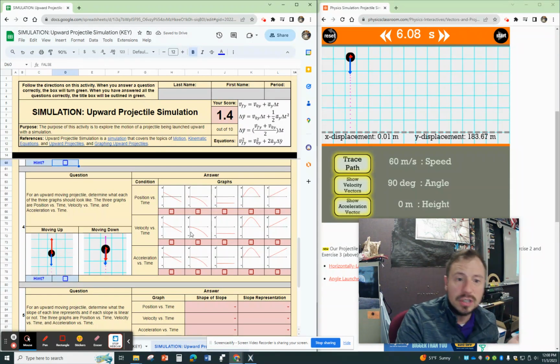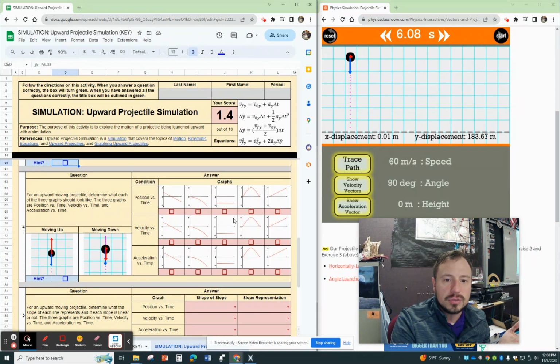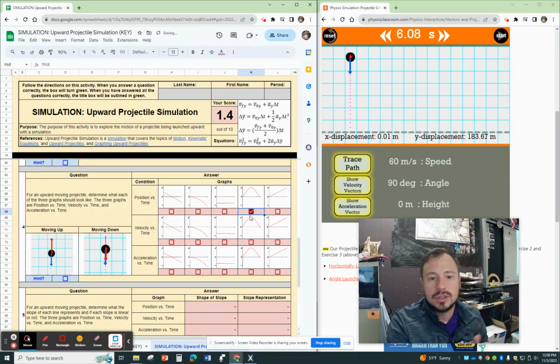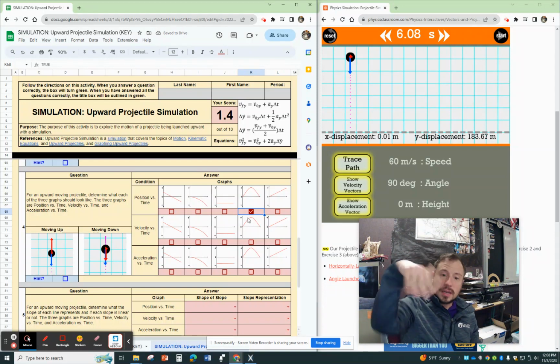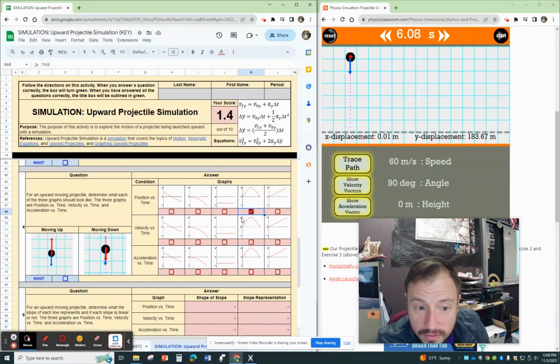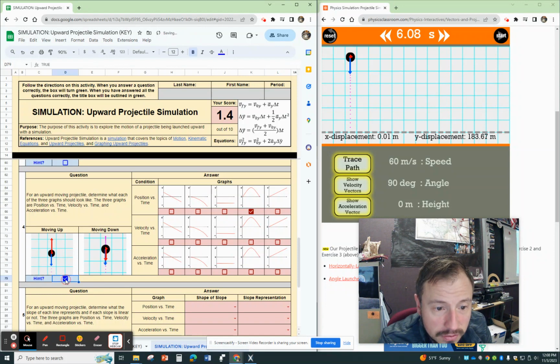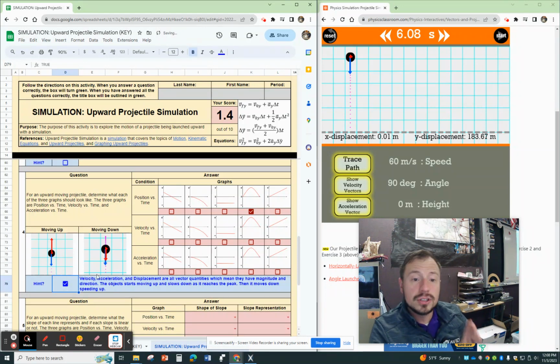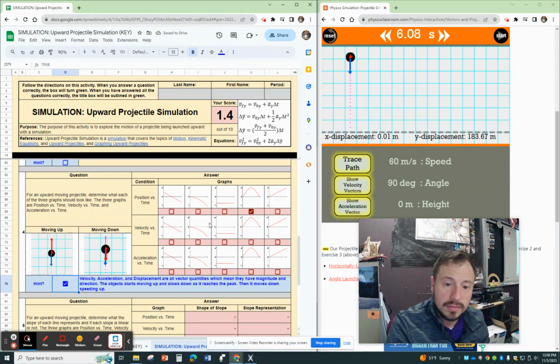So position versus time. If I'm looking at this, going all the way up, all the way down, that's what it's going to look like, because it starts at the origin, goes up to a peak, comes back down. Now, if I try to find the velocity versus time graph, I'm just graphing the slope of a position versus time graph. So if I graph the slope, it's going to start at a very high velocity, right? Because I'm launching it up, and it starts at a very steep slope, and then it goes to zero.